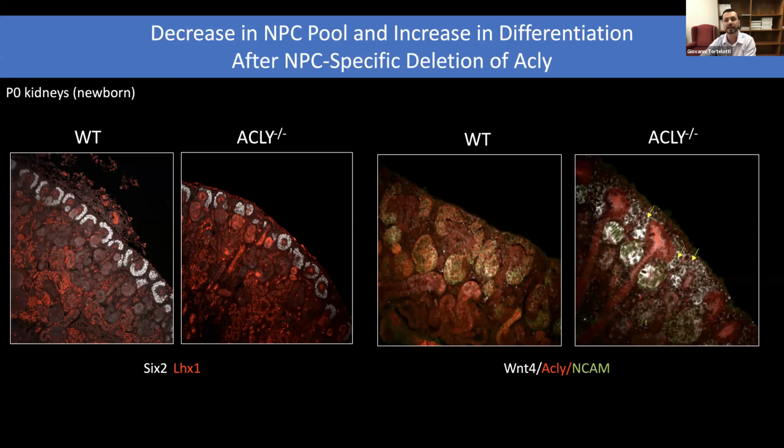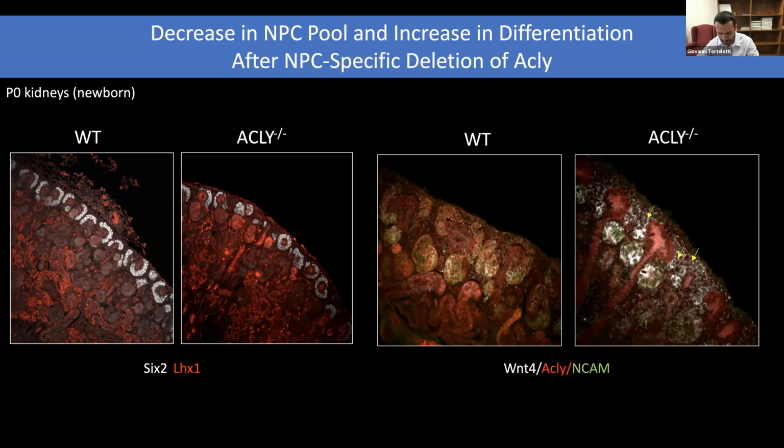And what we've seen here, let's look at the two panels on the left side. Look at the white staining: the mutants have a smaller cap with fewer cells in the knockout cells, the ACLY knockout cells. And on the right side of the screen, the mutants have a much higher expression of Wnt4. And Wnt4 is one of the main markers for differentiation in the developing kidney.